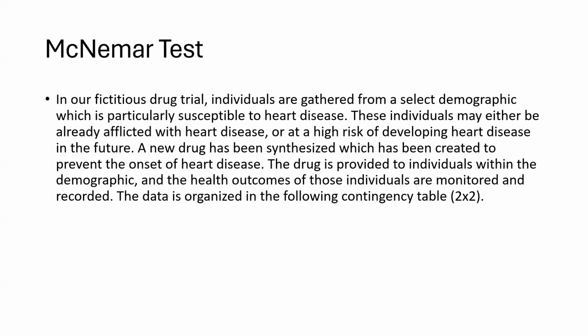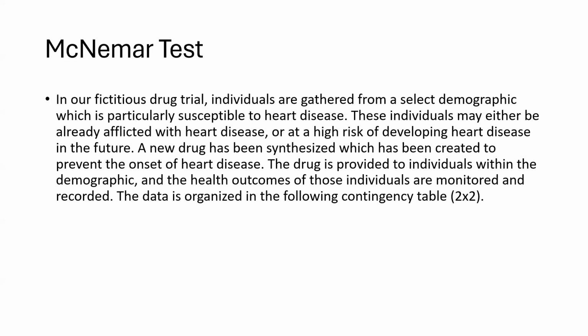So in the case of our example, we have a fictitious drug trial, and individuals are gathered from a select demographic, which is particularly susceptible to heart disease. These individuals may either be already afflicted with heart disease or at a high risk of developing heart disease in the future. A new drug has been synthesized, which has been created to prevent the onset of heart disease. The drug is provided to individuals within the demographic, and the health outcomes of those individuals are monitored and recorded. The data is organized in the following contingency table, 2 by 2.